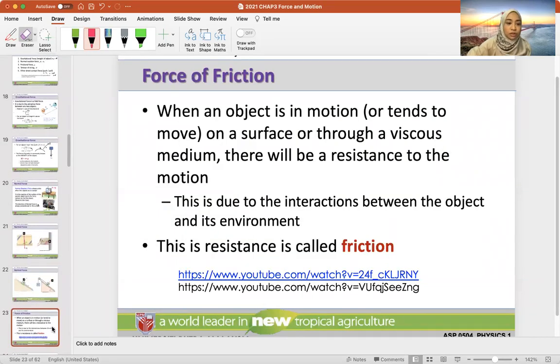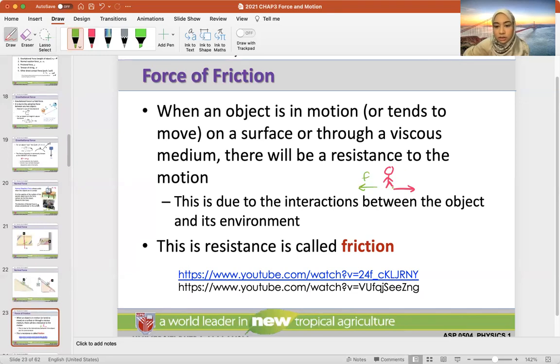Okay, so and then we go into force of friction. When an object is in motion or tends to move, maksudnya dia baru nak gerak macam korang baru nak gerak kan, macam tu kan. So there is a force of friction happening on a surface or through a viscous medium. There will be a resistance on the motion. You are moving, so there will be resistance on the other way. Your friction always opposes motion ataupun always opposes the tendency of motion.